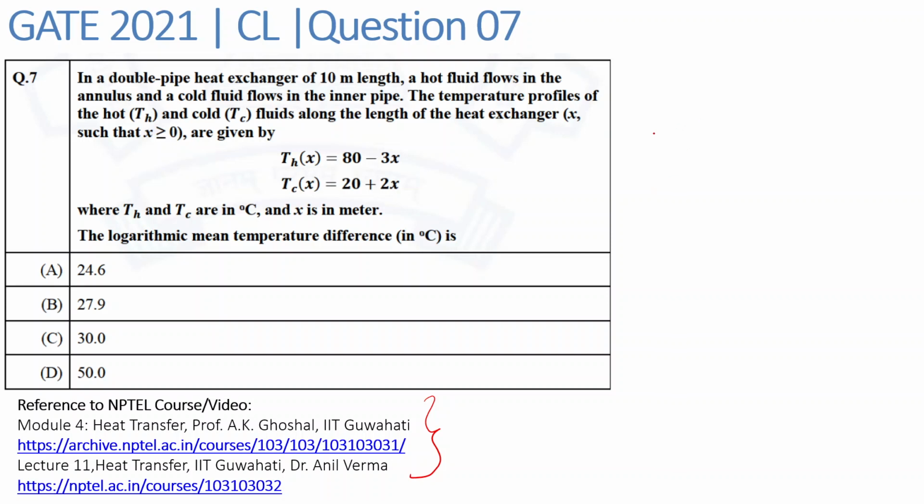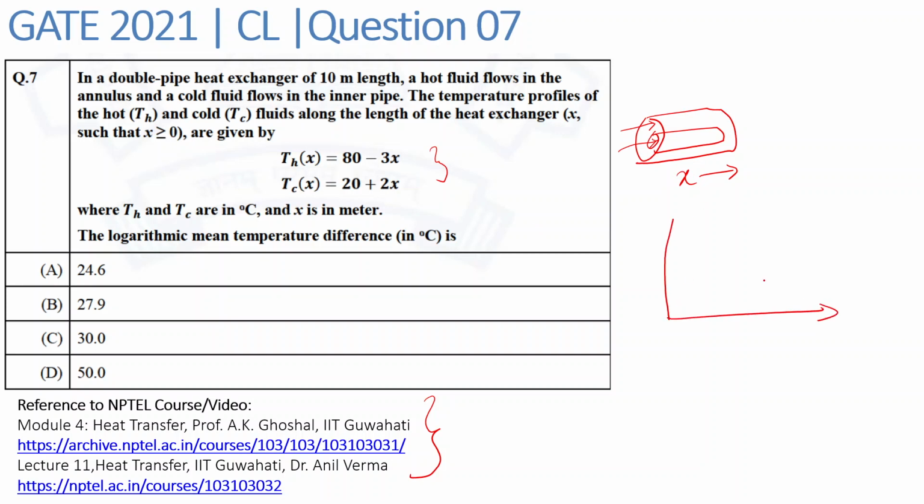So here we have been given a double pipe heat exchanger, and the hot fluid flows in the annulus. Annulus means on the outer side of this pipe, and the cold fluid flows in the inner side of this pipe. So the cold fluid flows from here, and we have been given the temperature profile along X. So this we can consider as X, and we have been asked to find the log mean temperature difference.